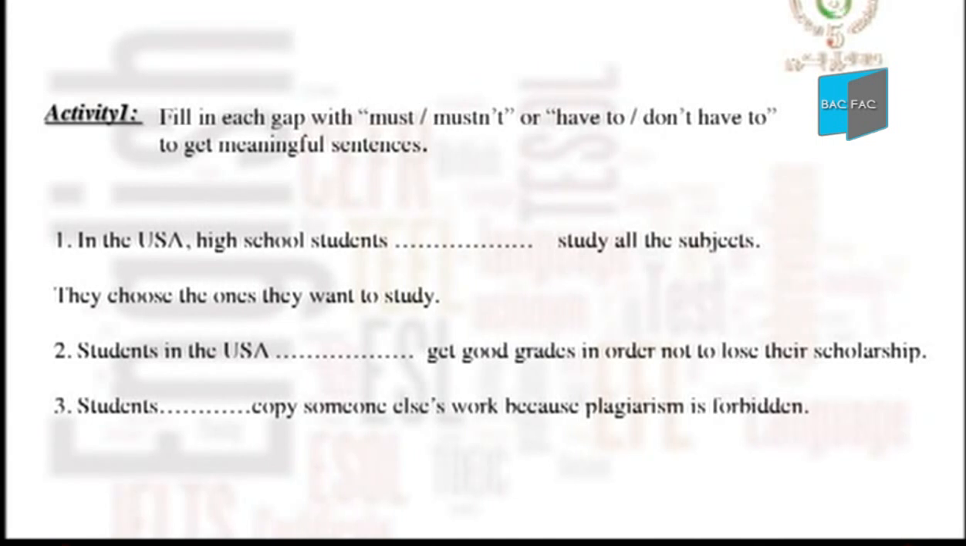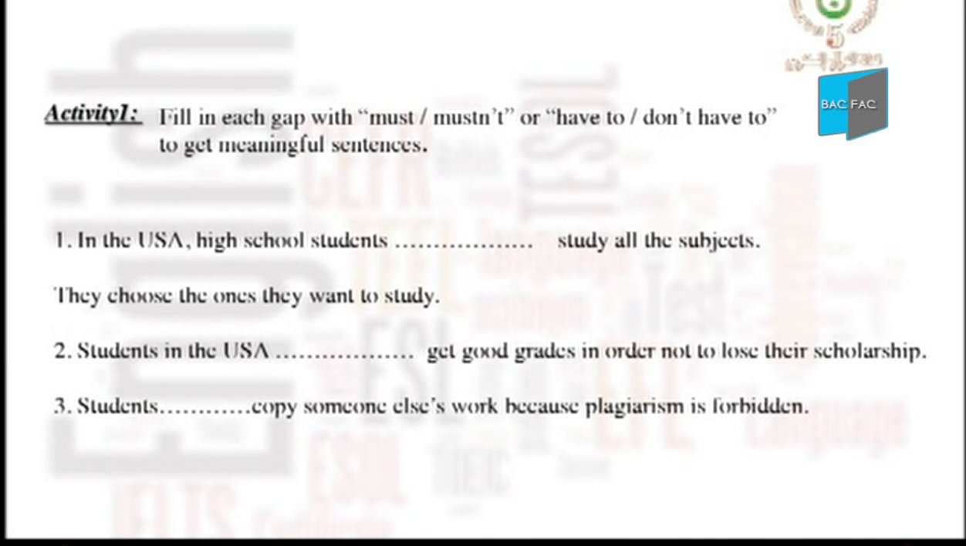Sentence 1. In the USA, high school students, and the gap, study all the subjects. They choose the ones they want to study. Second sentence. Students in the USA, and the gap, get good grades in order not to lose their scholarship. Sentence 3. Students, and the gap, copy someone else's work because plagiarism is forbidden. Are you ready to correct?